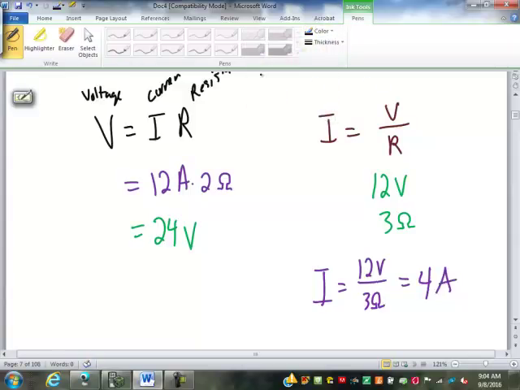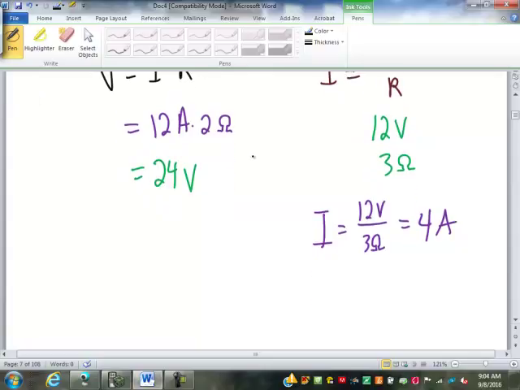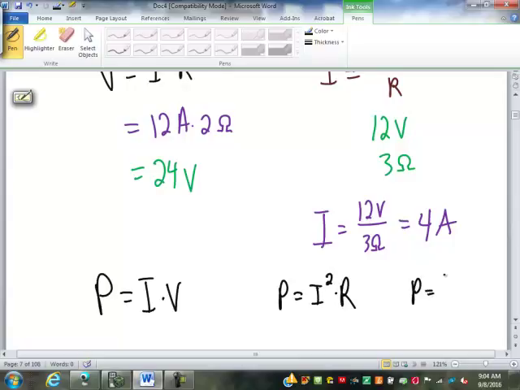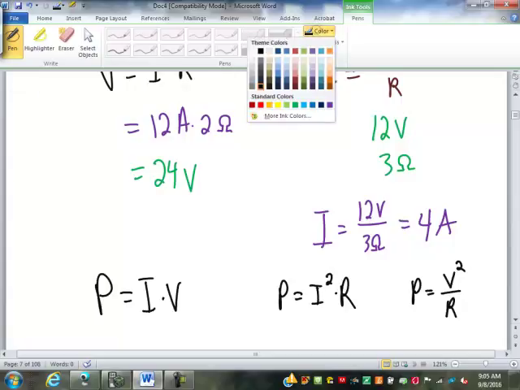Well, along with that in electricity, another very important formula is power. Power can be done in several ways. Power is current times voltage, or power can be written as current squared times resistance, or power can be written as voltage squared divided by resistance. All of those are going to give you the same result. Let's take a look at that.